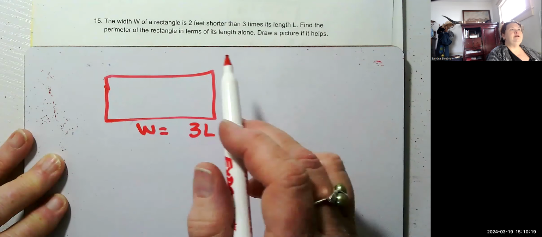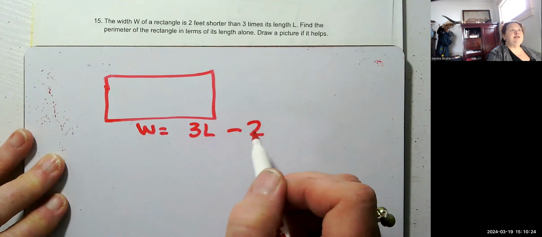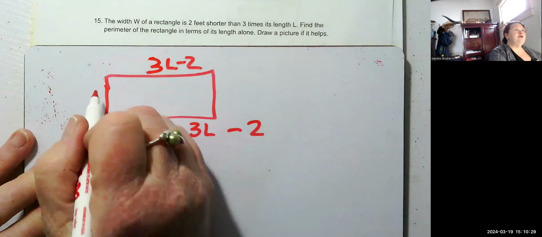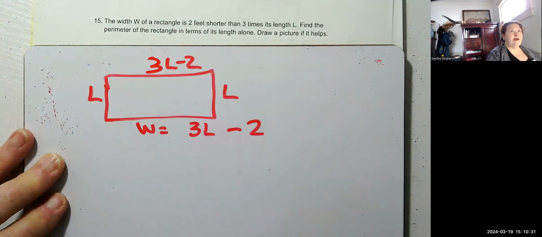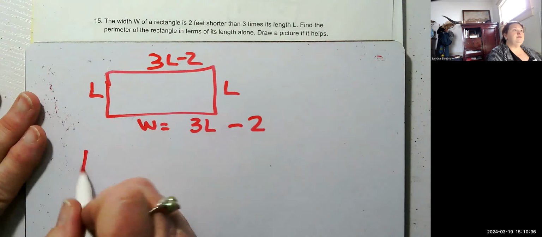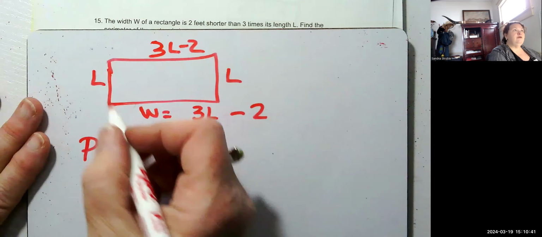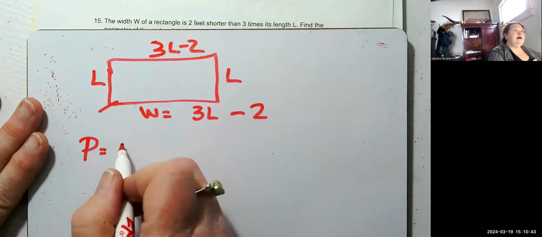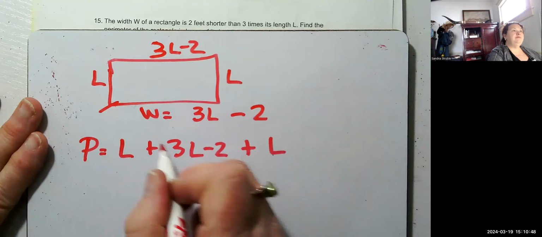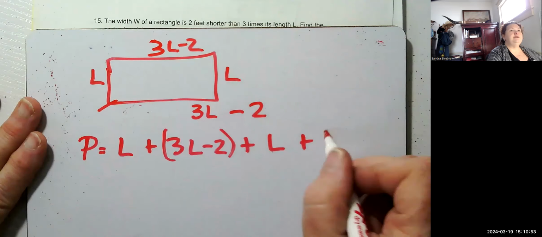Find the perimeter of the rectangle in terms of its length alone. Well, if this width is 3L minus 2, then this one's 3L minus 2 as well. And these are both just the length. Okay. To find the perimeter of a rectangle, you just add up all the sides. So perimeter equals side 1 plus side 2 plus side 3 plus side 4, or I'm just going to start here and go all the way around. L plus 3L minus 2 plus L, because it's that one, plus 3L minus 2.